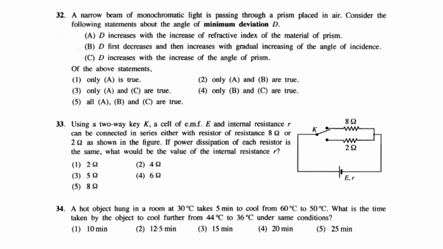Let's apply this for the first instance. Delta theta, that is the temperature difference from 60 to 50, is 10. Delta T is 5 minutes. Is proportional to theta. Theta is the temperature of the hot object.